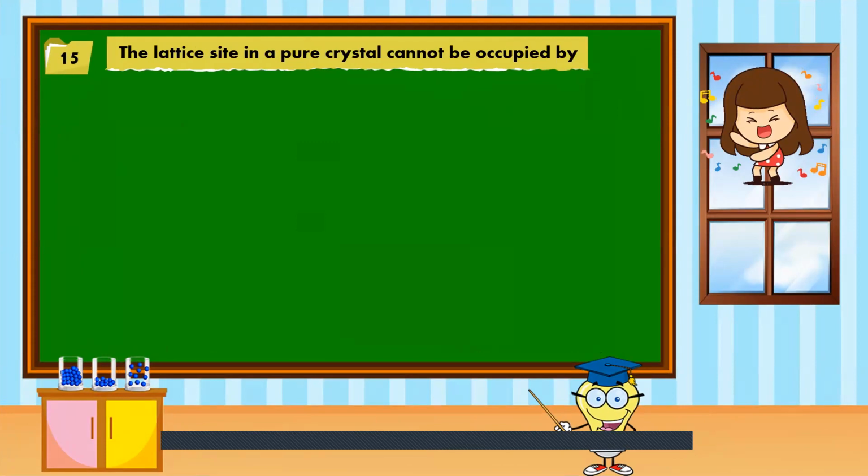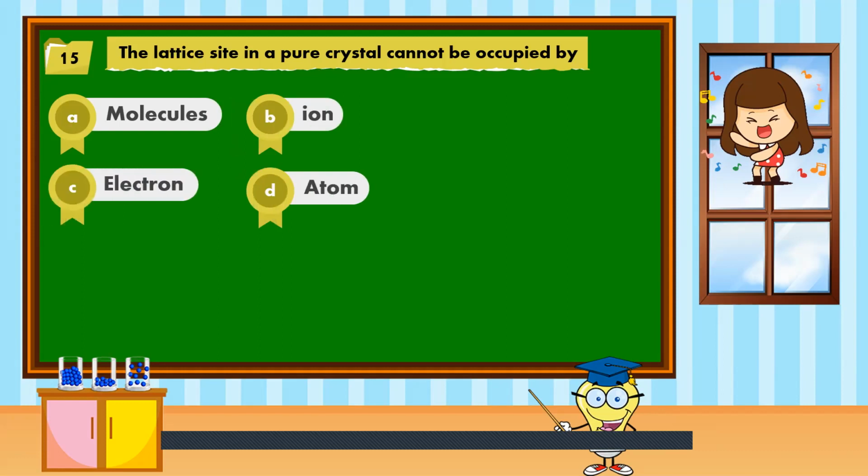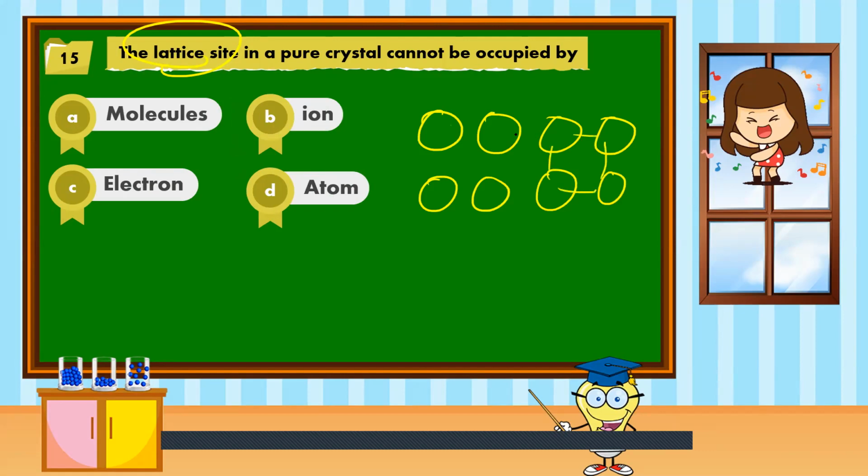The lattice site in a pure crystal cannot be occupied by what? See, the lattice site in a pure crystal, suppose this is a crystal, all here A plus, B minus, A plus, B minus, all are present, and this is the kind of arrangement it has. Molecules can occupy, ions can occupy, atoms can occupy, but an electron can occupy only when there is a vacant site. If a B is there, it cannot come and occupy over here.